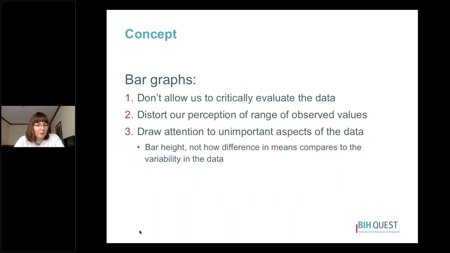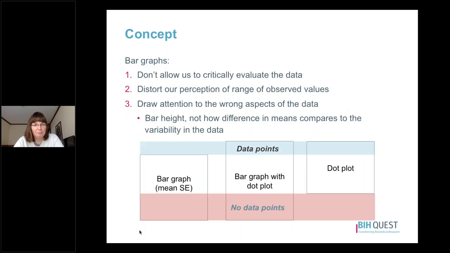Okay, so start with a clear concept. For this figure, I had three concepts that I wanted to show, and this is already quite a lot. It's easiest to design figures when you only have one or two main concepts. So the first thing I wanted to show is that bar graphs don't allow us to critically evaluate the data, in particular the data distribution, that they distort our perception of the range of observed values, and that they draw attention to unimportant aspects of the data. Specifically, they focus our attention on the height of the bar and not how the difference in means compares to the variability in the data.